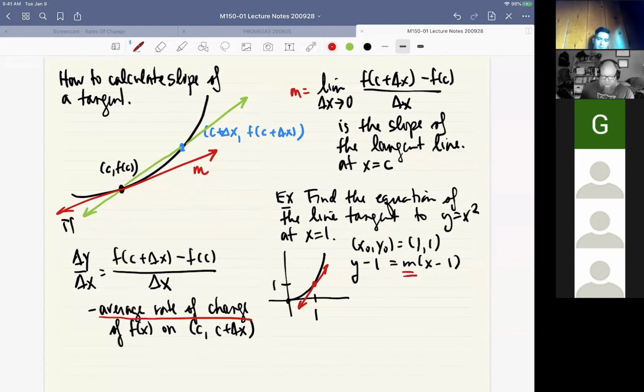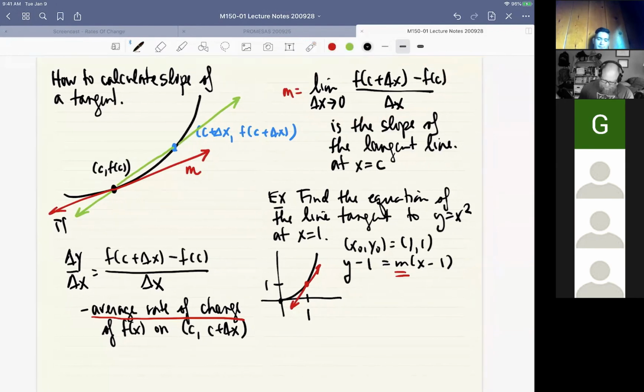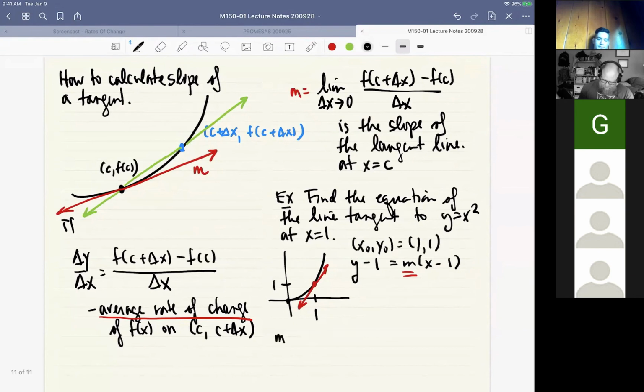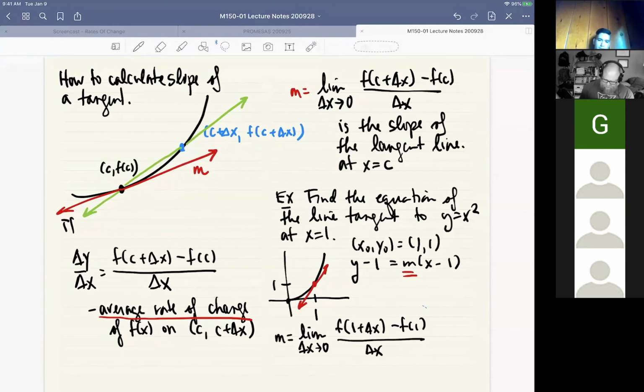So we need to calculate that m. And we're going to use this formula to do that. So we'll start here and I'll have to go on to the next page. M equals the limit as delta x goes to 0 of f of 1 plus delta x minus f of 1 all over delta x. Okay, so that's the limit we want to calculate.